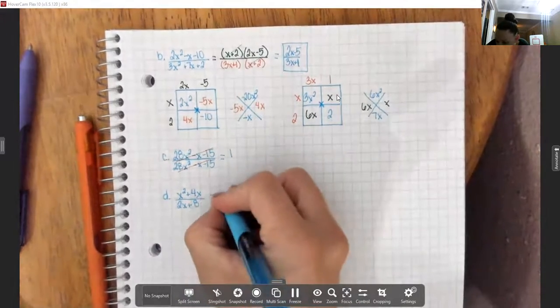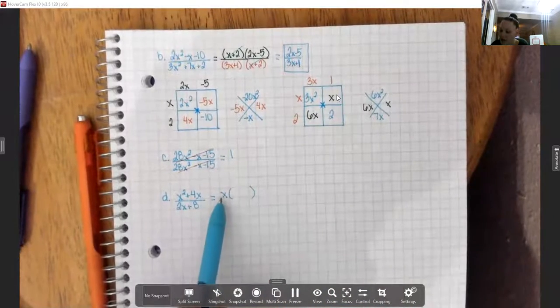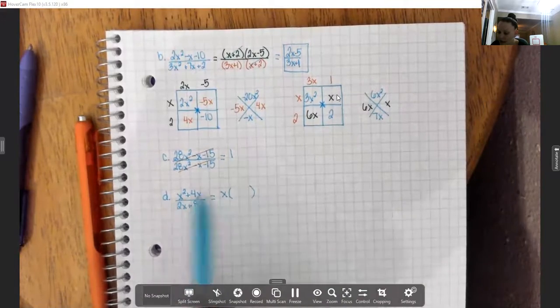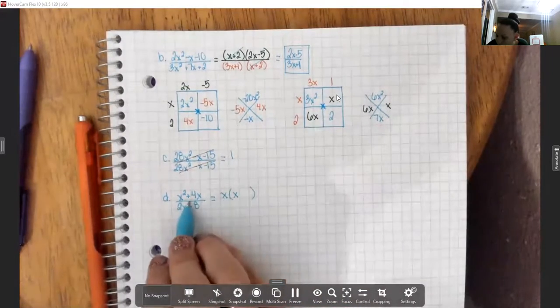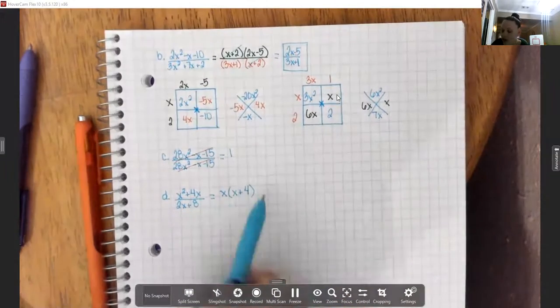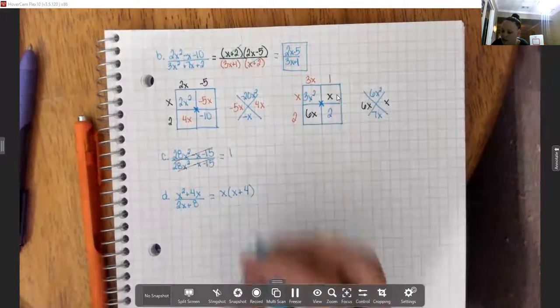So we're going to factor out an x, and now you're basically doing the distributive property backwards, or dividing by x essentially. X times something gives me x squared, so that's an x. X times something here gives me a 4x, so that needs to be a 4. And then just check it. X times x is x squared. X times 4 is 4x.